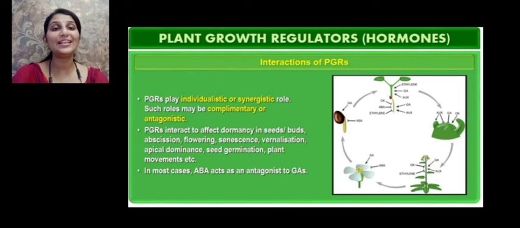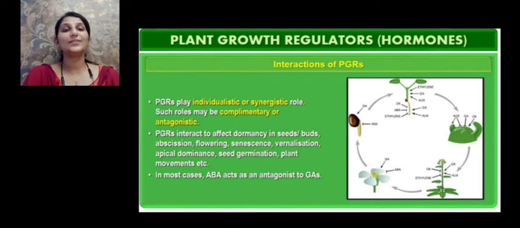So PGRs interact to affect dormancy in seeds. That is, when they are acting in a complementary way, they bring about dormancy in seeds, buds, abscission, flowering, senescence, vernalization. We know vernalization is the flowering of a plant due to quantitative and qualitative effects of low temperature. So some plants are brought to flowering only by the influence of low temperature. It also brings about apical dominance, seed germination, and plant movement.